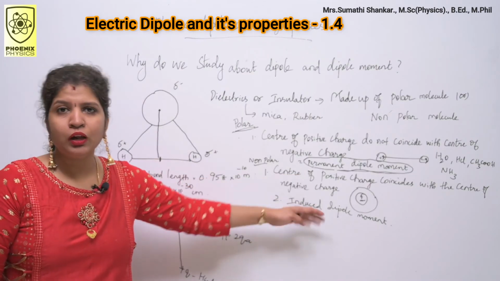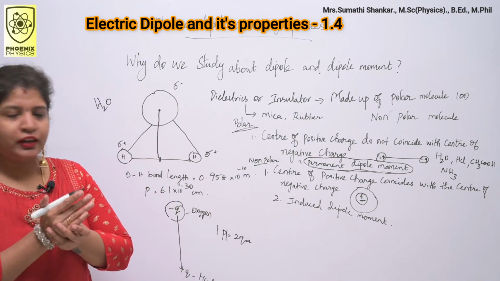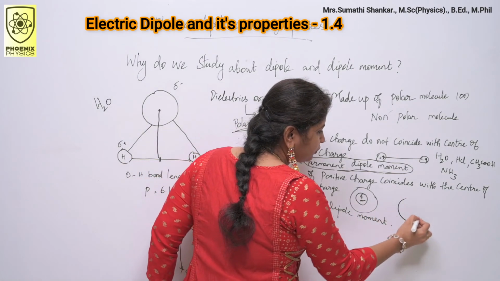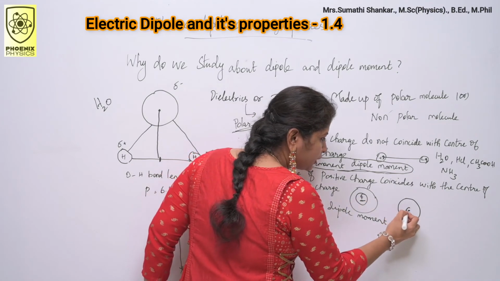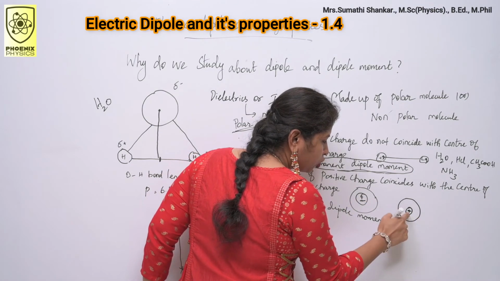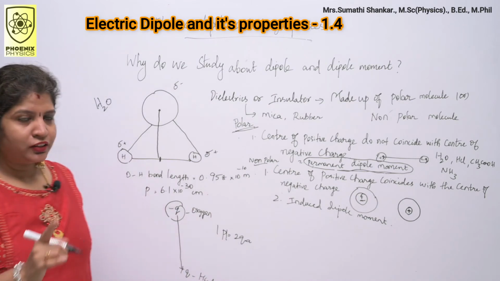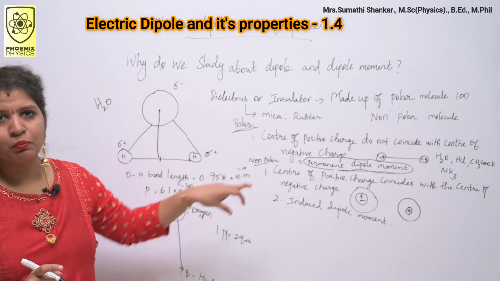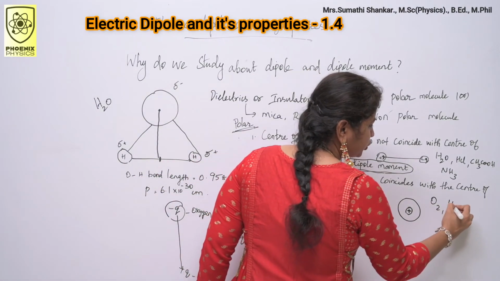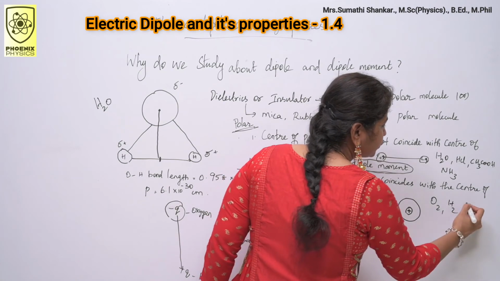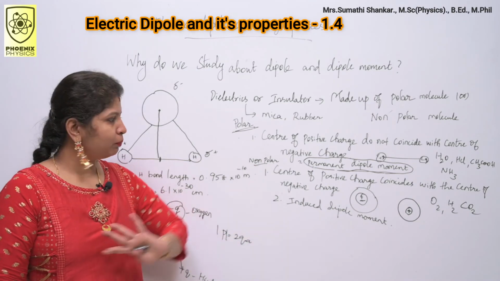What about a non-polar molecule? Here the center of the positive charge coincides with the center of the negative charge, like this. Here this is the center of the negative charge, and the positive charge also lies here. So the center of the positive charge and the center of the negative charge coincide at the same place. That is why we call it a non-polar molecule. Examples of non-polar molecules are O2, H2, and CO2.